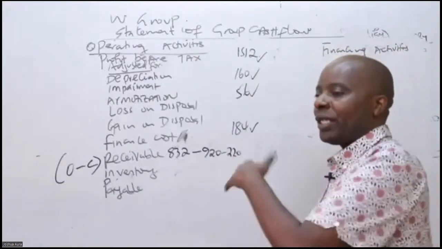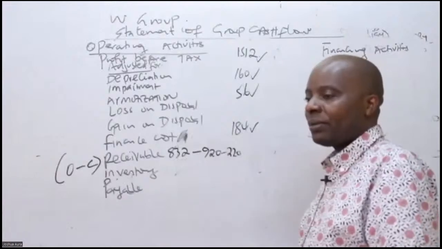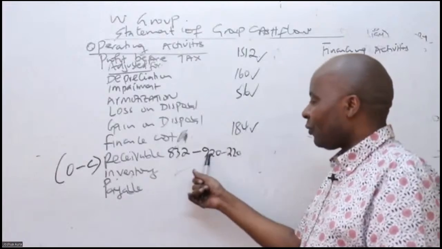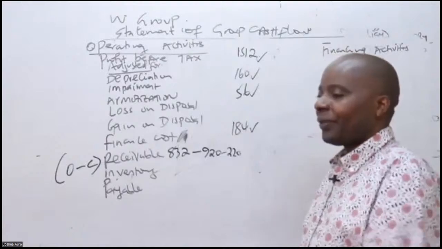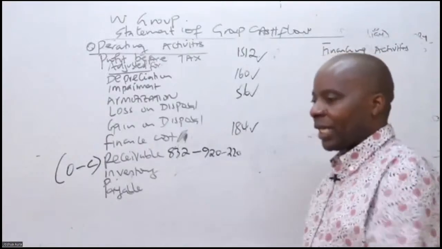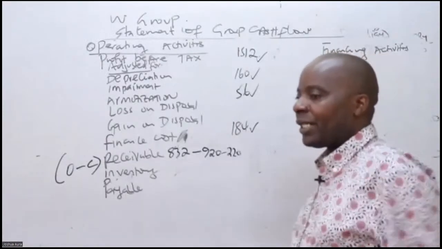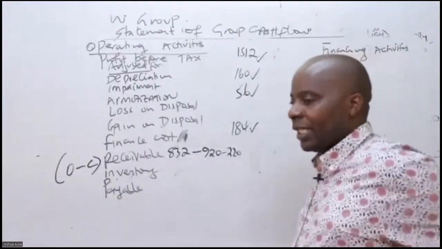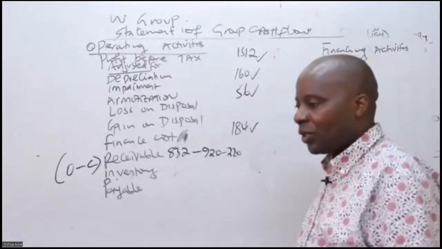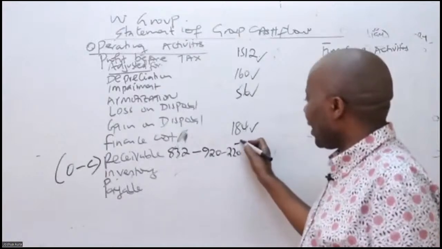And minus 220 went, that receivable went away. So could you kindly give me the net figure here? If it's negative, we shall write it as negative. So Paul Macau says 308. So this is minus 308.